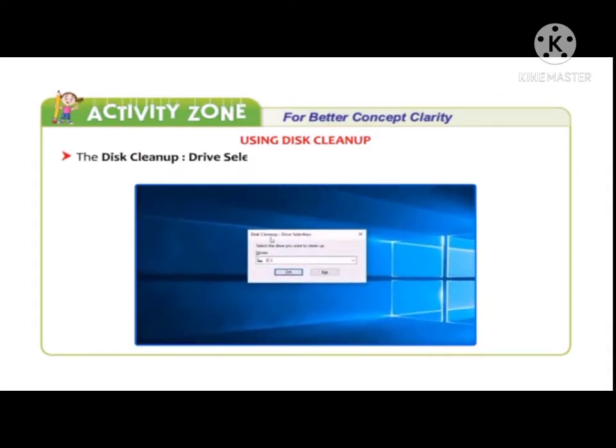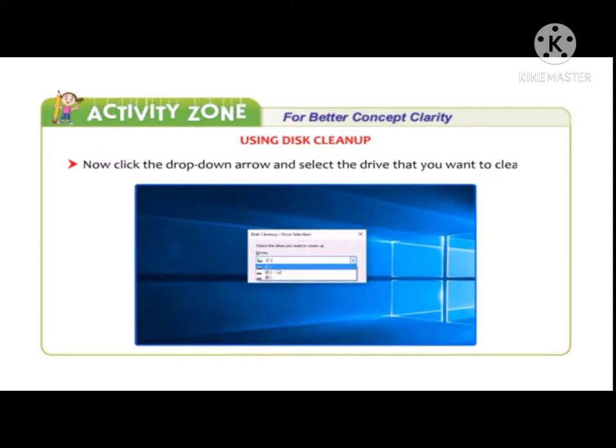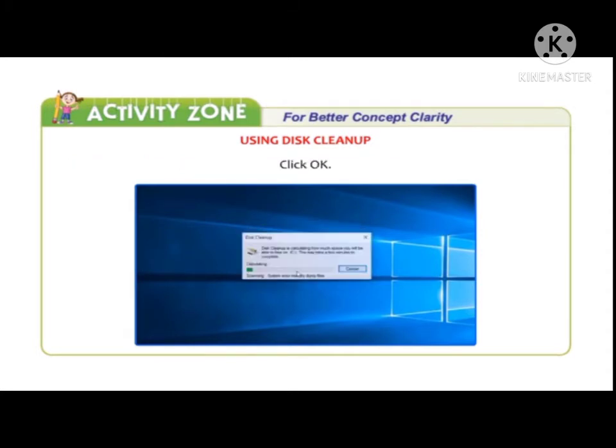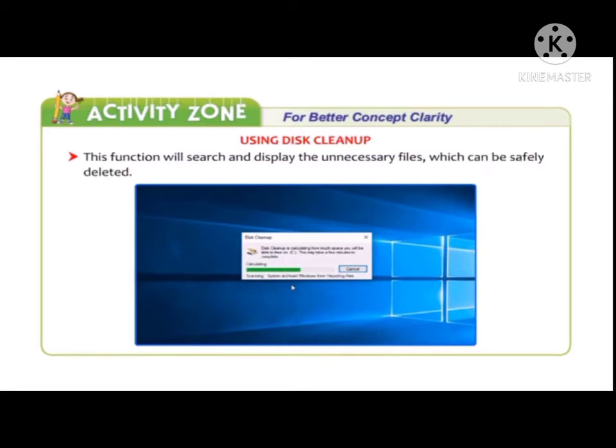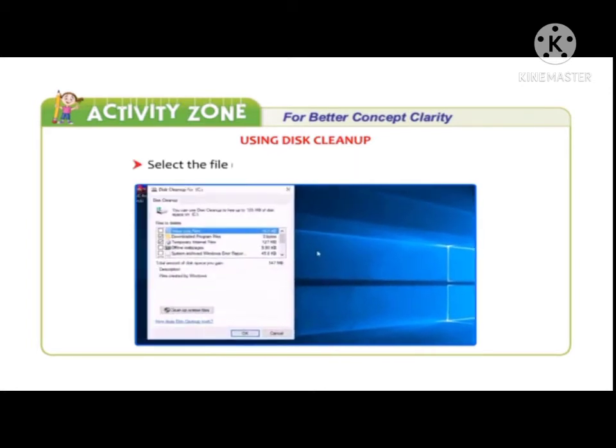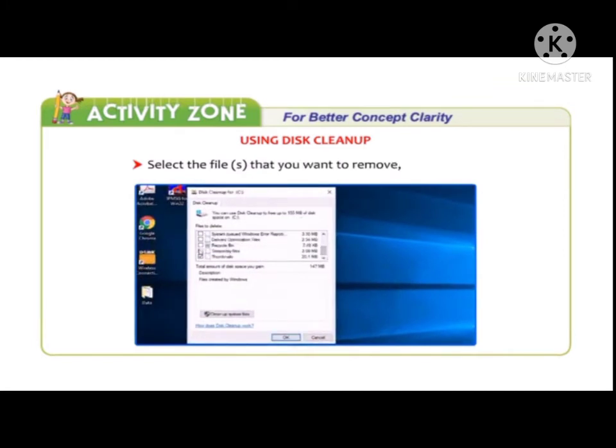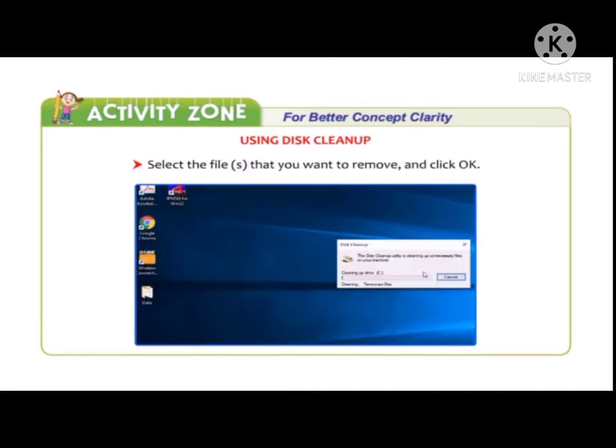The Disk Cleanup: Drive Selection dialog box will open, asking you to select the drive. Now click on the drop-down arrow and select the drive that you want to clean. Click OK. This function will search and display the unnecessary files which can be safely deleted. Select the files that you want to remove and click OK.